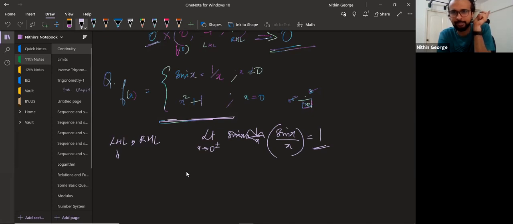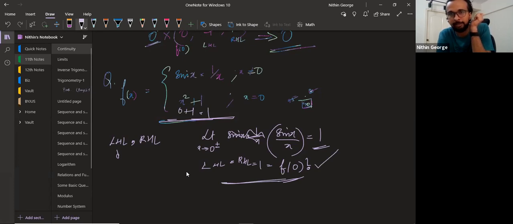So you have sin x by x here. Okay, this will be equal to 1. All right. So you say the limit exists. LHL is equal to RHL is equal to 1. Now, is that the value of the function at the point I'm interested in? That's the question. F of 0 is coming out to 0 plus 1, which is 1. So this is equal to 1. So yes, it is continuous at the point 0. Are you getting this? Yes, sir.